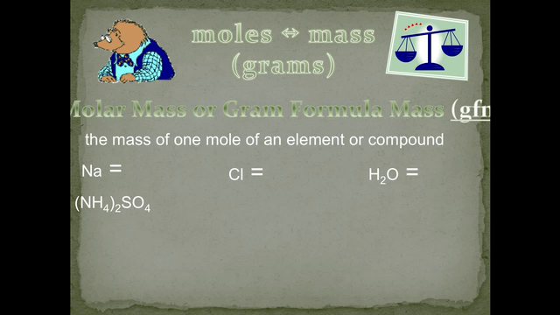It's the atomic mass. So if I look up Na on the periodic table, I see it's 23 grams per mole. If I look up chlorine on the periodic table, it's 35.5 grams per mole. Okay, so that's how you look up the elements. With the compounds, you have to kind of break it apart and add them together.